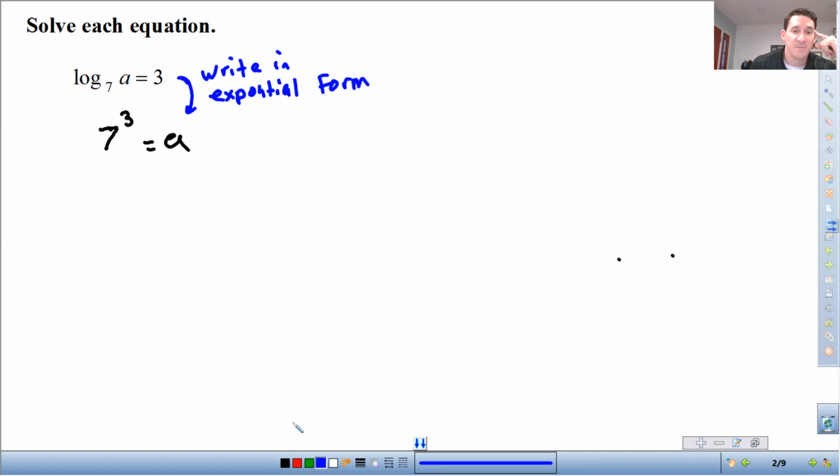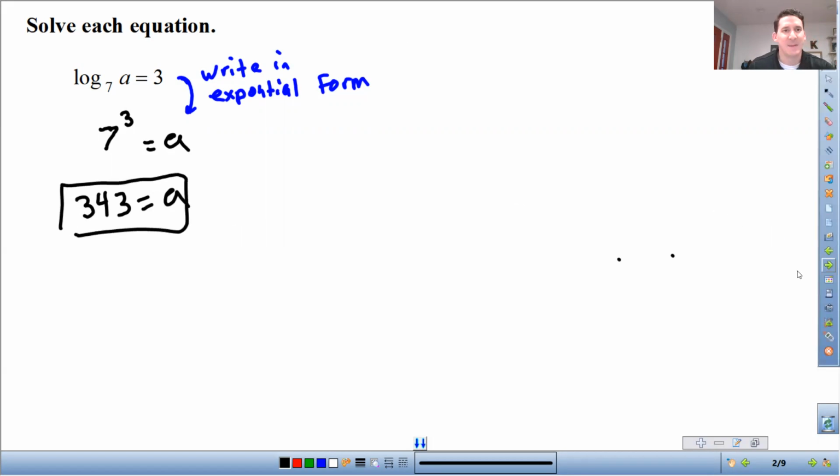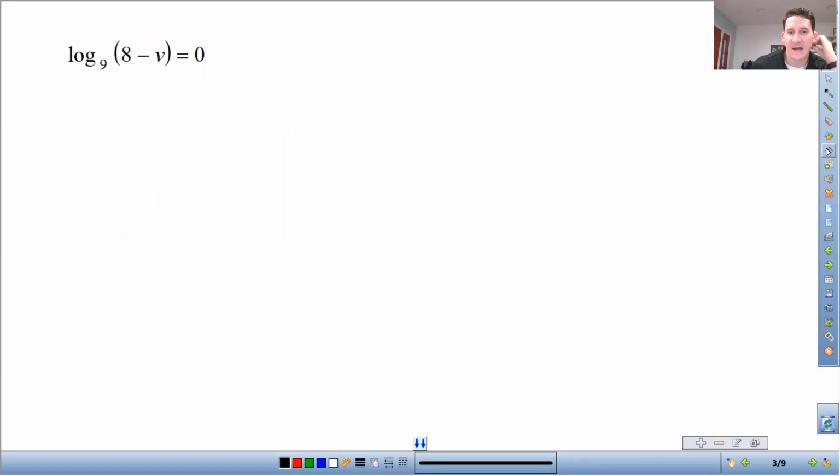That is really simple to solve. 7 cubed, 7 to the third power is 343. Yes, I believe. Or am I off on that one? Now I need a calculator to check. 7 times, yeah, 343. Okay. 343 is equal to a. Simple. All right. So let's look at an example where there's more going on inside the log.